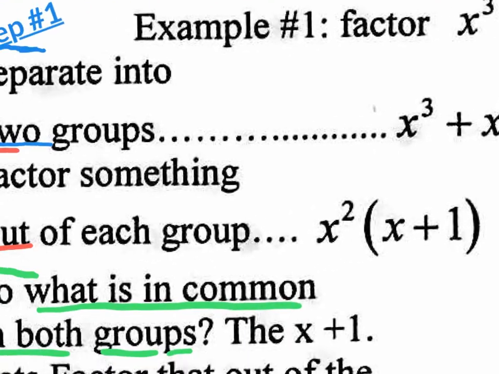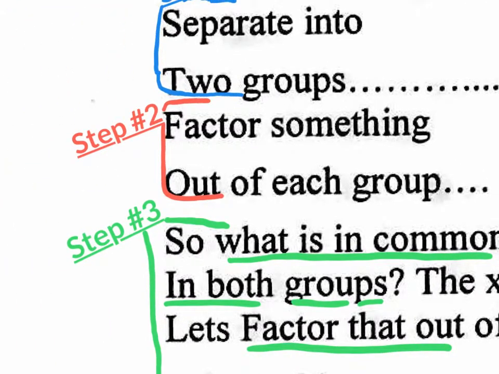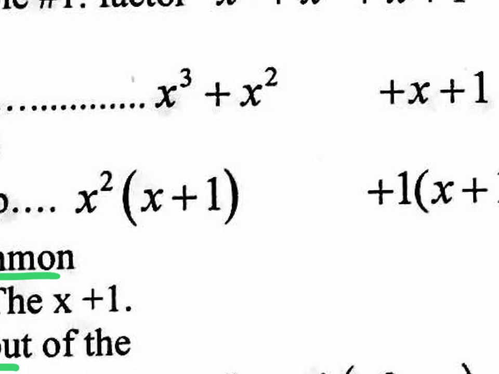Let's go to step 2 over here on the side. Step 2, put a bracket right here. Factor something out of each group. Okay, everybody right now, please put a bracket right here and put step 2. That way you know that this is step 2, factoring something out of each group. Step 1 is to make 2 groups. Step 2 is to factor something out of each group. So let me go over here and let me show you how I did that.